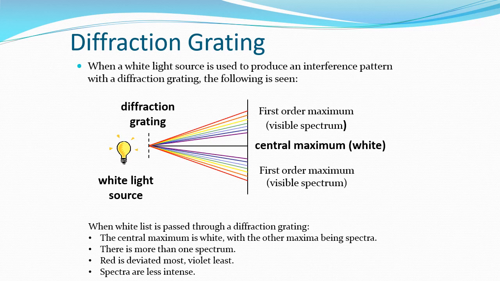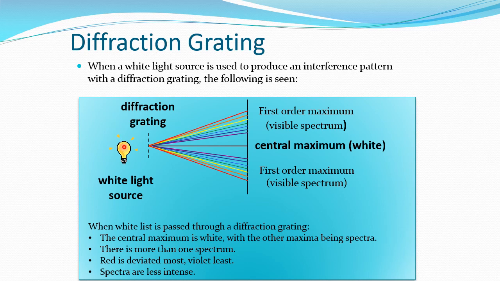So when white light is passed through a diffraction grating, the central maximum, or the zero order maximum, is white. But the other maxima are spectra, so there's more than one spectrum. Now this is the opposite of what happens in a prism. Red is deviated the most and violet is deviated the least. So it's violet first, then red, violet first, then red, and then the second order maximum would be violet here, then red there.